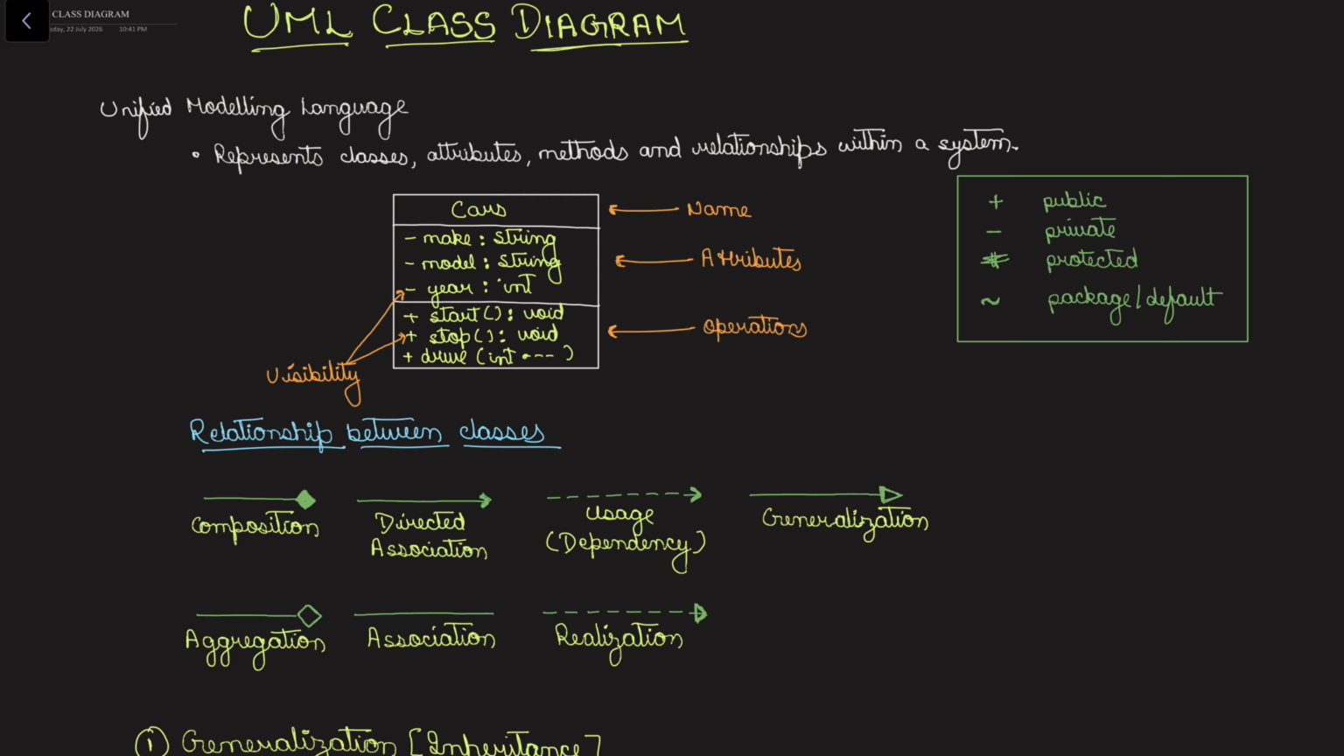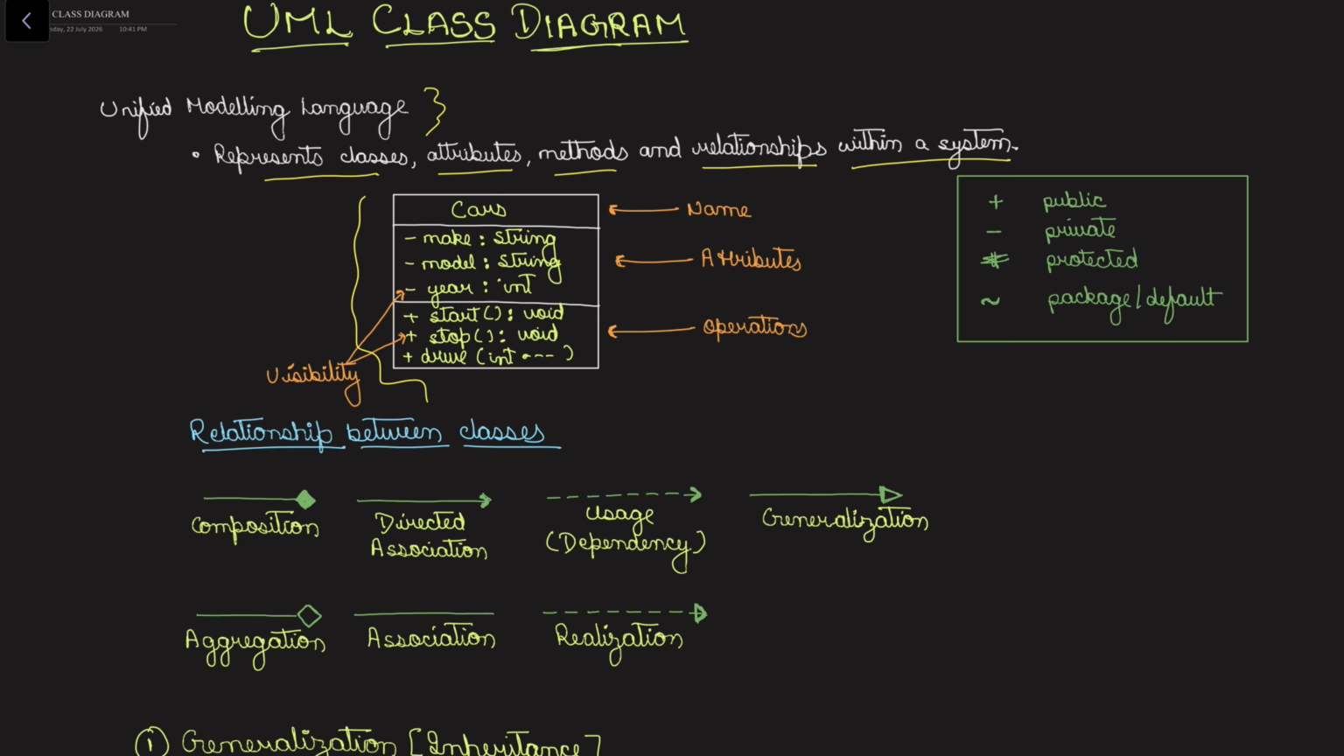So what is a UML class diagram? It is nothing but a Unified Modeling Language, used to showcase the structure of the problem. It is an ordered way to structure our solution, to show the relationship between different components. It represents classes, attributes, methods, and relationships within a system. So in order to represent the classes, attributes, methods, and the relationships and mappings between them, that is why we are using UML class diagrams.